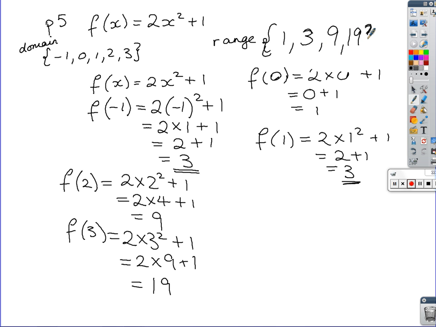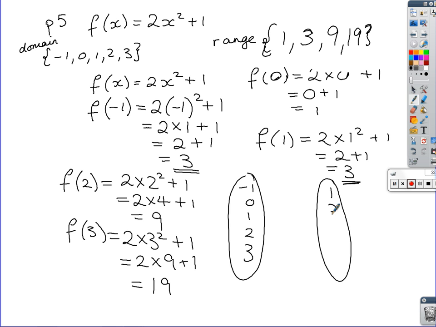And the values for the range. So drawing a diagram, the numbers in are -1, 0, 1, 2, 3. And the numbers out are 1, 3, 9 and 19. So if we insert -1 into the function, we get 3. Draw -1 with an arrow going to 3. If 0 goes in, we get 1 out. Draw the arrow. 1 goes in, we get 3 out also. So map this onto 3. 2 to 9, 3 to 19.